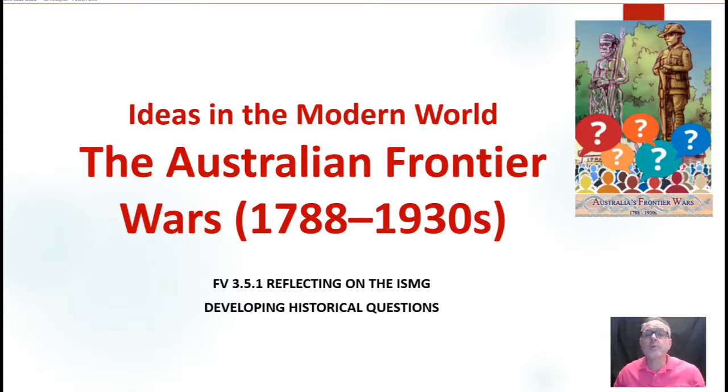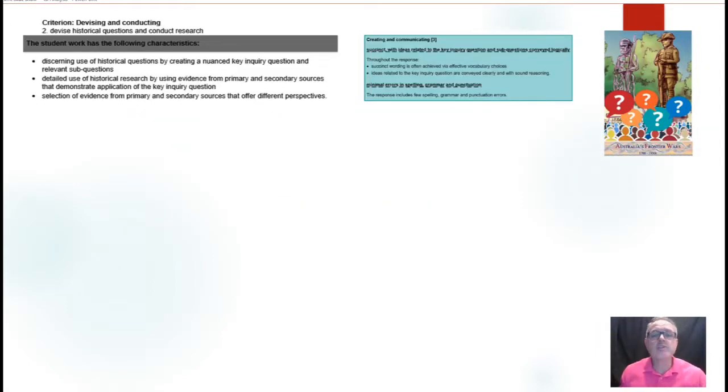This video is going to explore how we might develop historical questions that really maximize your results on the ISMG. Let's take a look at the ISMG to start off with. There's two criteria that are going to impact upon us: the devising and conducting criteria and the creating and communicating criteria. And so in this video, I want to look at both of those elements.